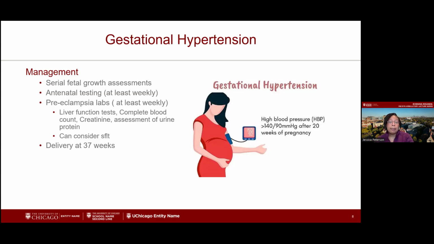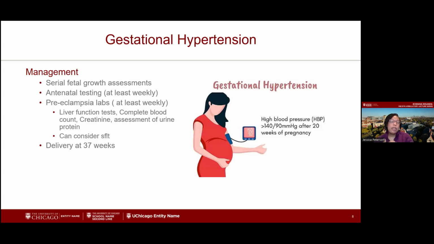And then we do preeclampsia labs every week, and then we do delivery at 37 weeks. So preeclampsia labs would be liver function tests, their CBC, which mostly we're looking for their platelet count, a measure of their kidney function with creatinine, and then you can also do an assessment of their urine protein because that can differentiate, as you'll soon see, between gestational hypertension and preeclampsia.